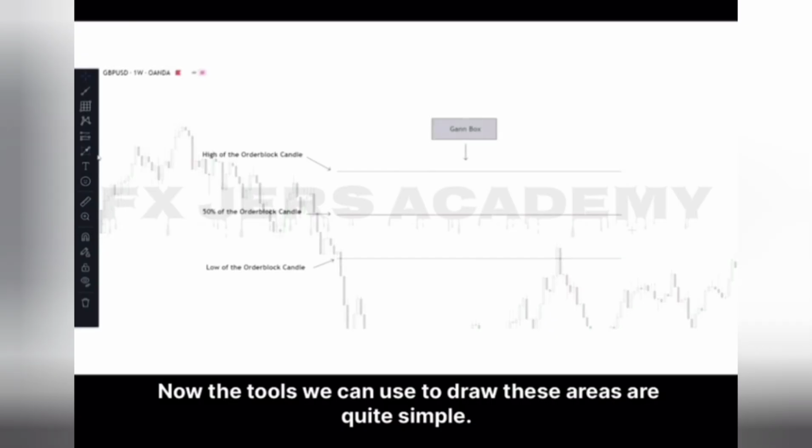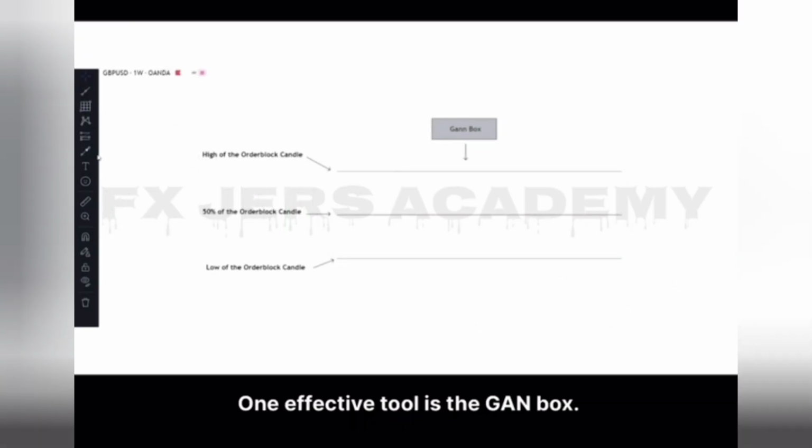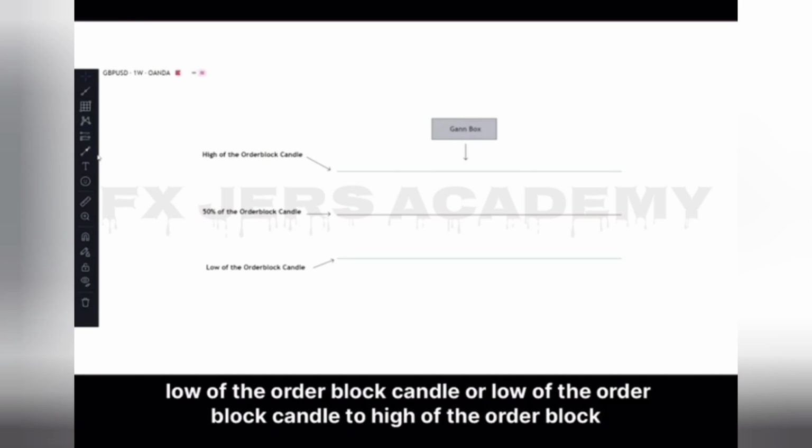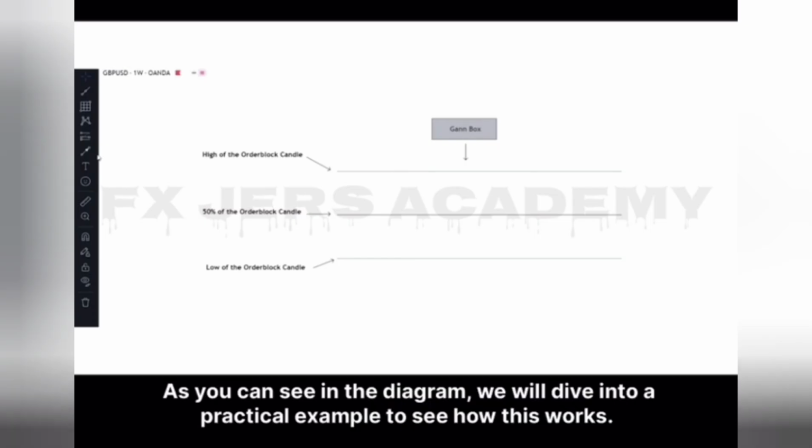Now the tools we can use to draw these areas are quite simple. One effective tool is the Gann box. To use the Gann box, you'll need to draw it from the high of the order block candle to the low of the order block candle, or from the low of the order block candle to the high of the order block candle. As you can see in the diagram, we will dive into a practical example to see how this works.